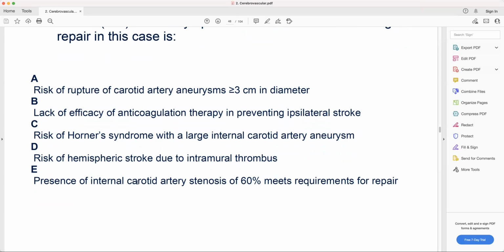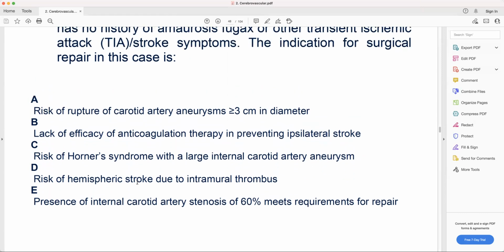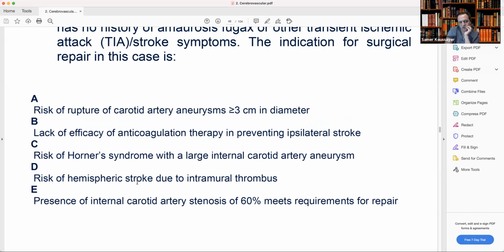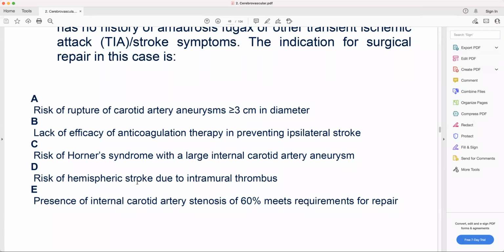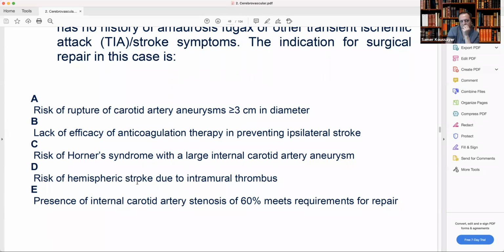Risk of hemispheric stroke due to intramural thrombus. So, why do we do surgery, indication for surgery? Because of the risk of hemispheric stroke due to intramural thrombus, correct or wrong? Yeah, you have intramural thrombus and you have aneurysm, so the risk of stroke is high. You have to prevent it. That is why we do surgery.